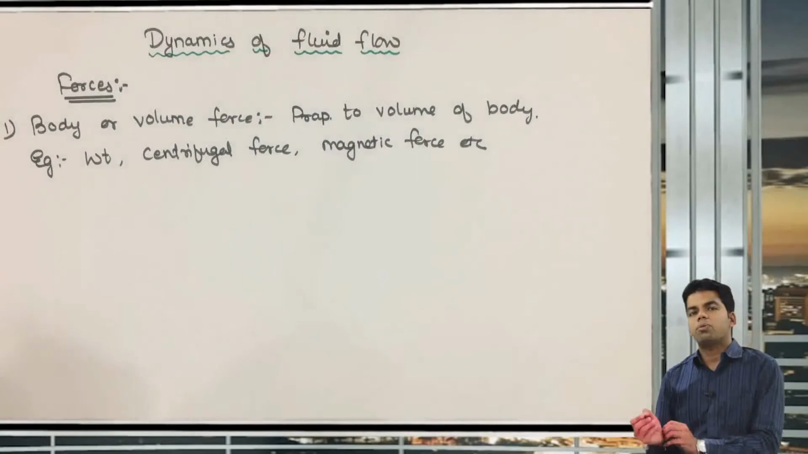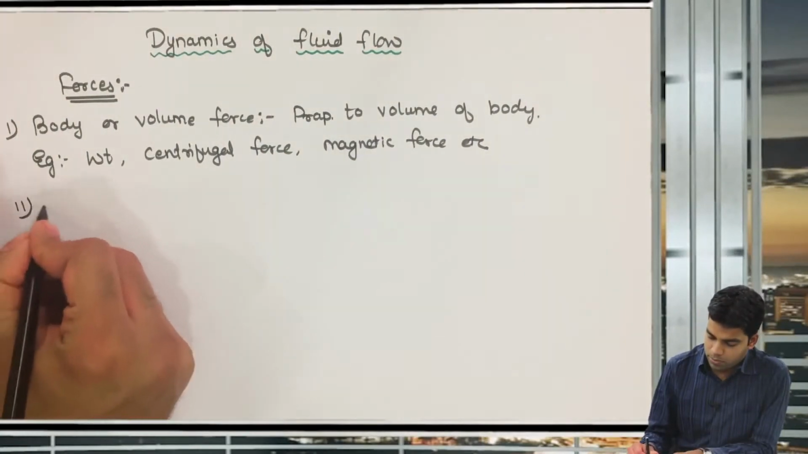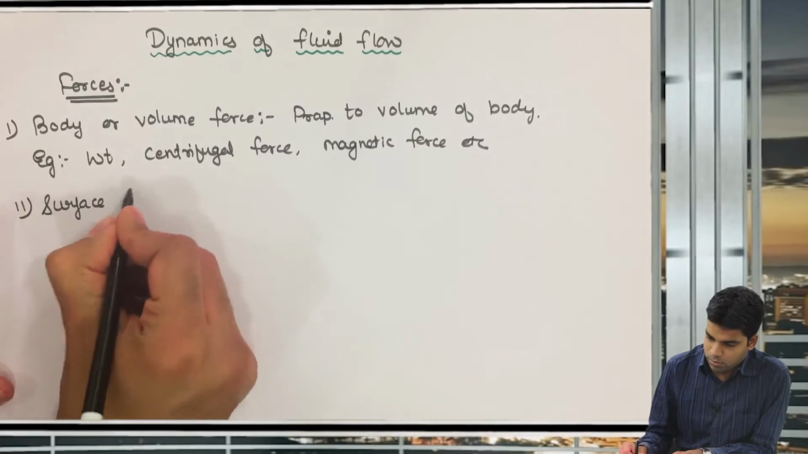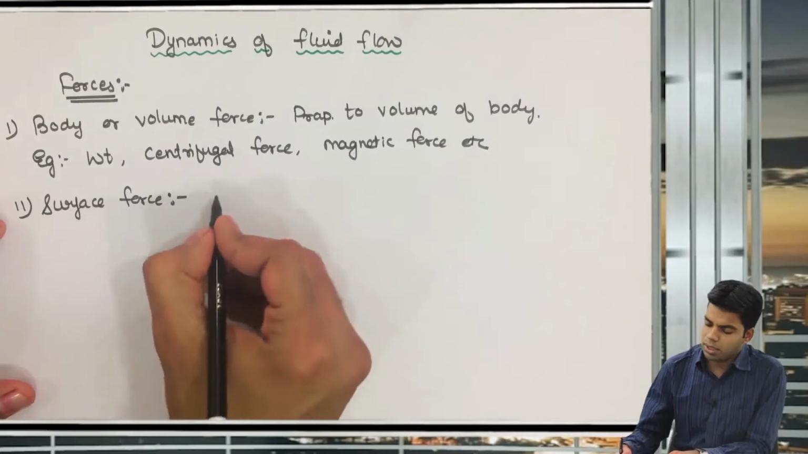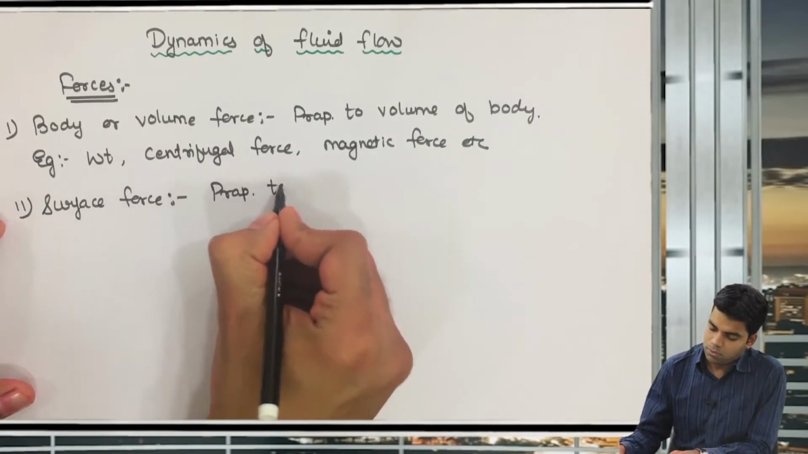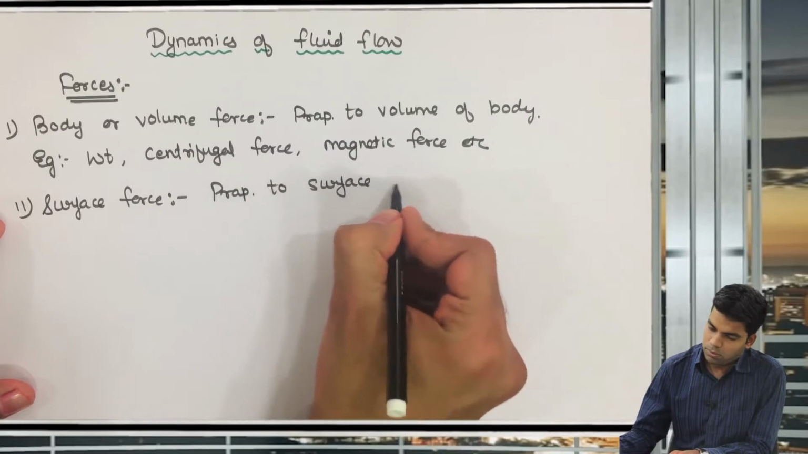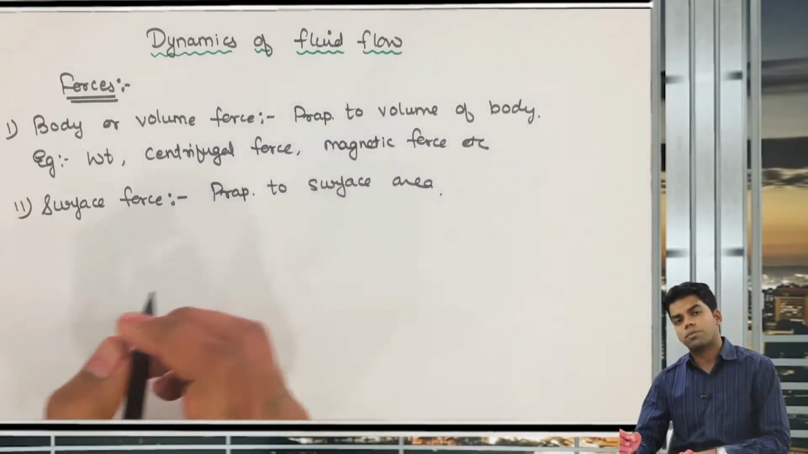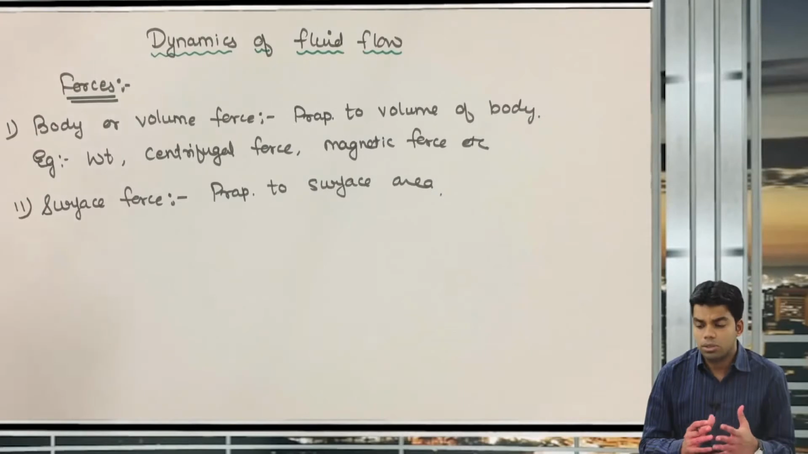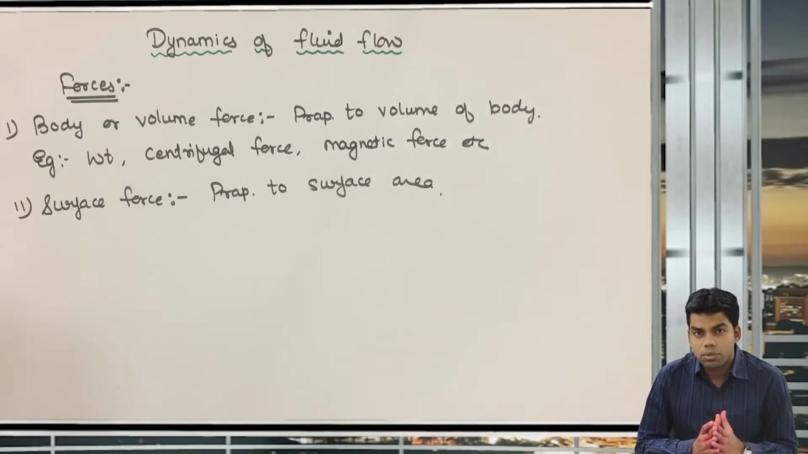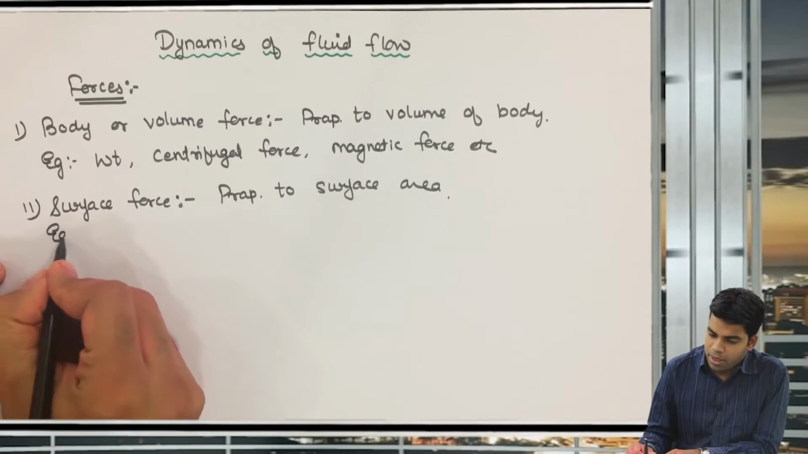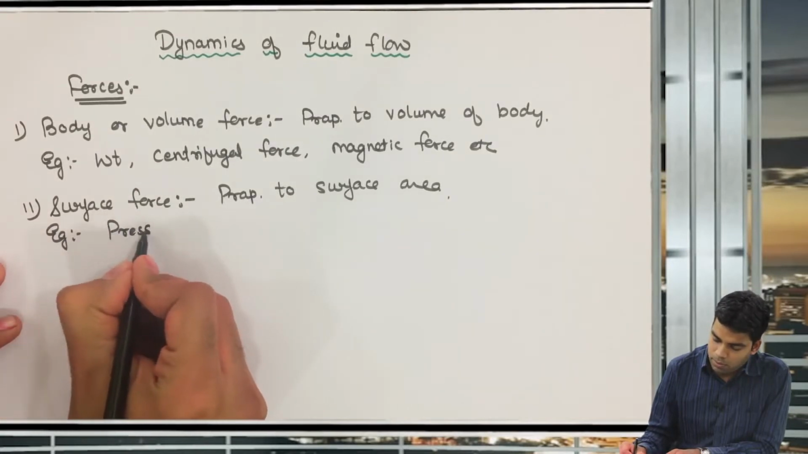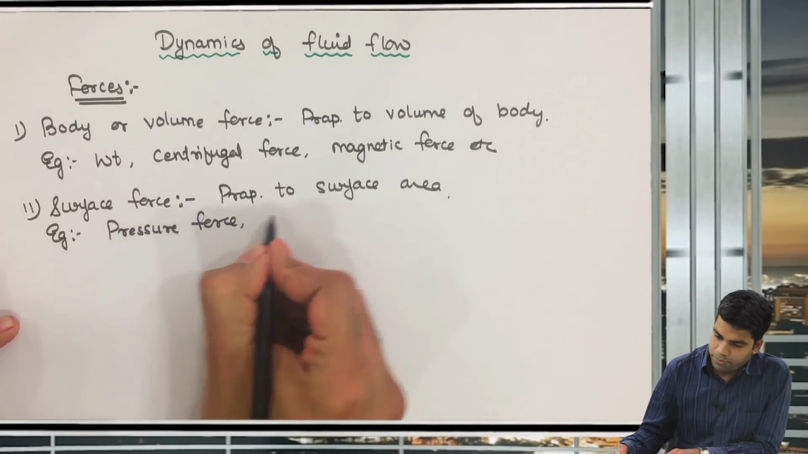Okay. The second type of forces are the surface force, the force which is proportional to the surface area. Now, what are the forces which are proportional to surface area? First is the pressure force, then the shear force, the tangential force. All these forces which act on the surface and are proportional to the surface area are known as surface force. So you can write down the examples as pressure force, shear force, etc.